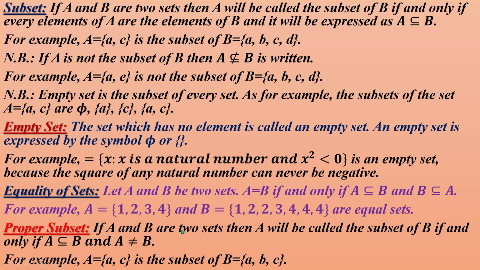But when the elements of A and B are the same, then we can say only that A is a subset of B, not proper. Proper means at least one element of the other set is extra. Here it is not a proper subset, here it will be a proper subset, and here also proper.